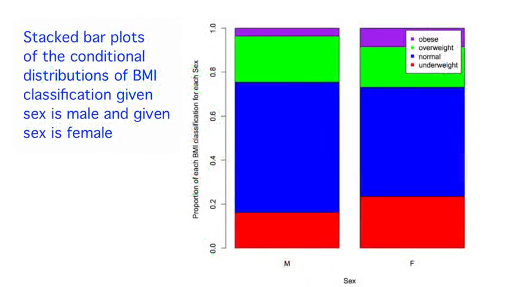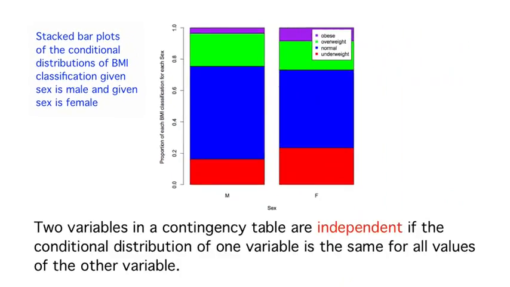Graphically, we can compare the conditional distributions of BMI classification given sex by plotting the column percentages in stacked bar plots. From these plots, we can see that the proportions of underweight and obese skeletons are higher in the females than males, and the proportion of normal weight skeletons is higher for males than females. We say the two variables in a contingency table are independent if the conditional distribution of one variable is the same for all values of the other variable. As we've noted, the distributions of BMI classification seem to differ between males and females, so it seems that BMI classification and sex are not independent for these skeletons.